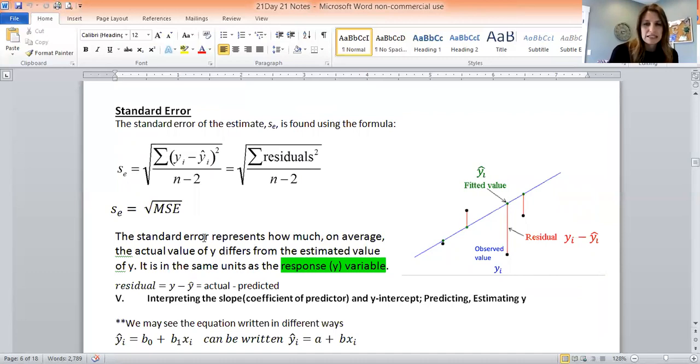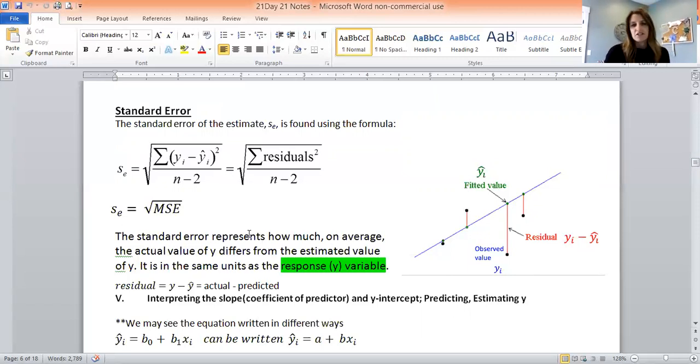So it's calculating this residual right here. If this blue y is my observed, so it's an actual value, and my fitted, which is my predicted, is on the line, it's the distance here. So it's y minus y hat that is my residuals, okay? So that's what my standard error is.